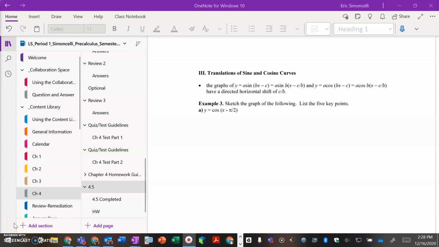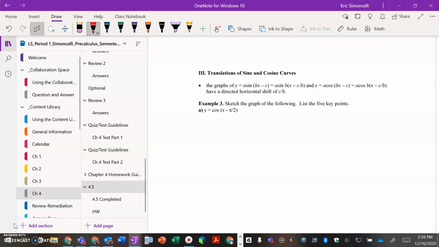Okay, so let's continue our discussion. Translations of sine and cosine curves. The graphs of y equals a sine quantity bx minus c, which is equal to a sine b times the quantity x minus c over b, and the same is true with cosine: y equals a cosine quantity bx minus c, which is equal to a cosine b quantity x minus c over b. They have what we call a directed horizontal shift of c over b.